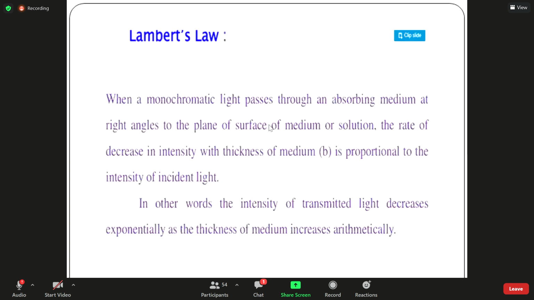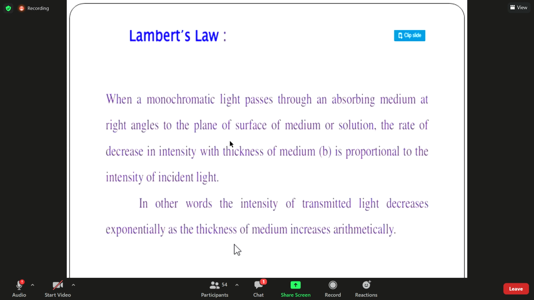So now a very important law is coming, which is Lambert and Beer's law. But we will discuss first Lambert's law and Beer's law, then we will see what is Lambert-Beer's law. Lambert's law is in the name of Lambert. When monochromatic light passes through an absorbing medium at right angles to the plane of the surface of that medium, the rate of decrease in intensity with thickness of the medium is proportional to the intensity of the incident light.